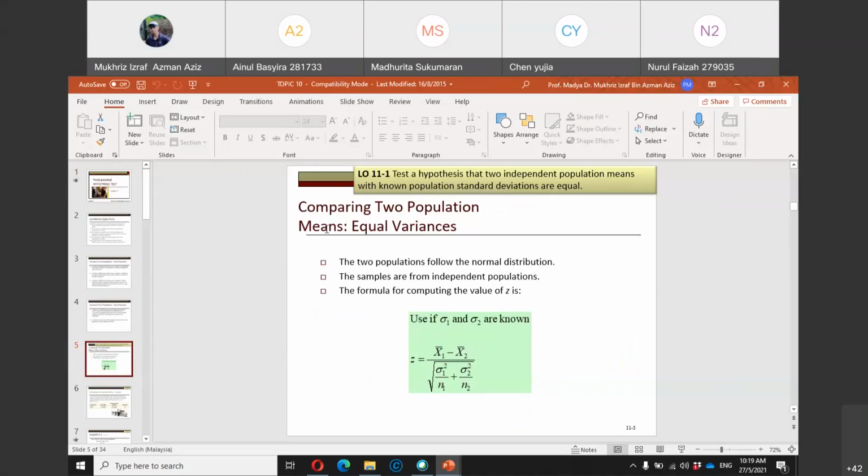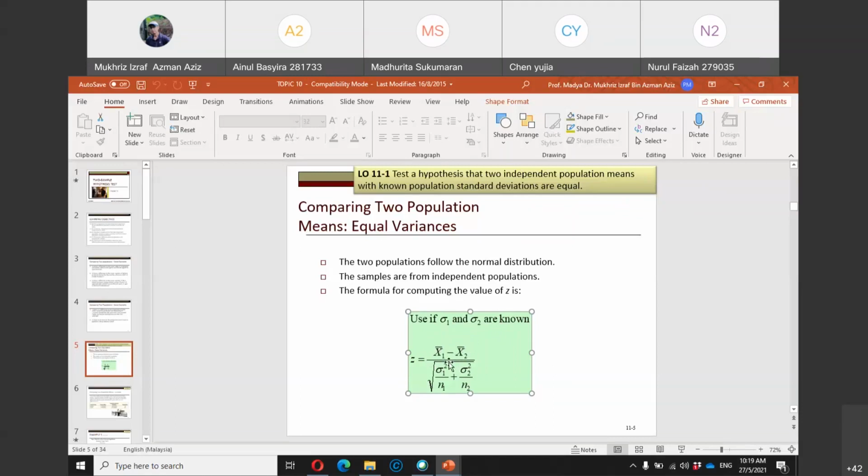First part, if you look at the title here, comparing two populations, equal variance. Equal variance means we assume that the variance between the two populations is equal. If that is the assumption, then this will be the appropriate formula. The numerator is X bar 1 minus X bar 2. You are given the two mean values from the two samples, so you need to take the difference between the two.